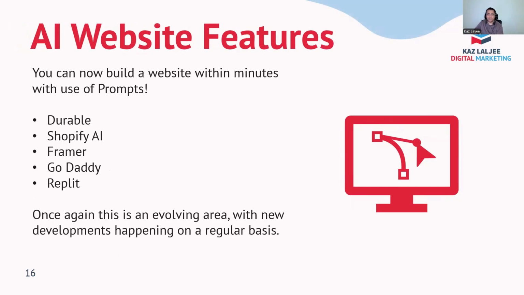So you can now build a website within minutes, for those of you who have bought other modules, other module courses. So you can have a look through that. There's different websites I mentioned there. Examples: Durables, Shopify, Framer, GoDaddy. GoDaddy is the one that I do the live demo with there, Replit. And once again, an evolving area, and it's changing on a regular basis.